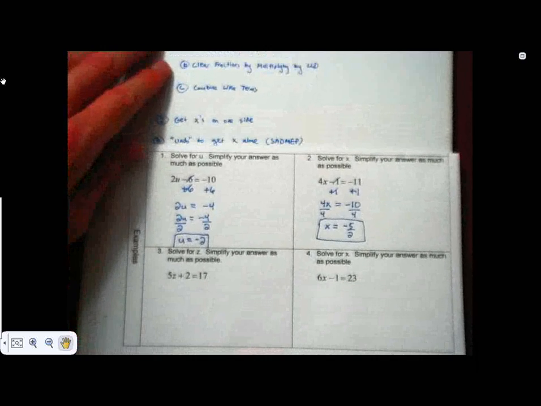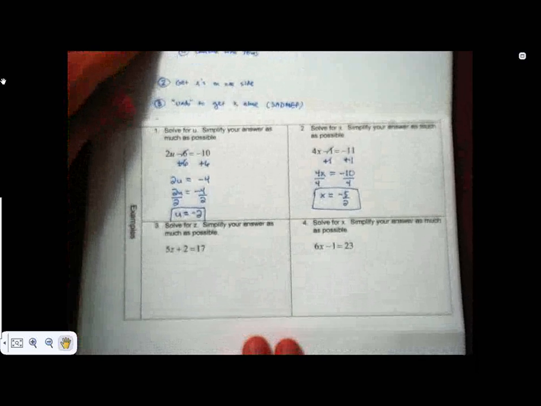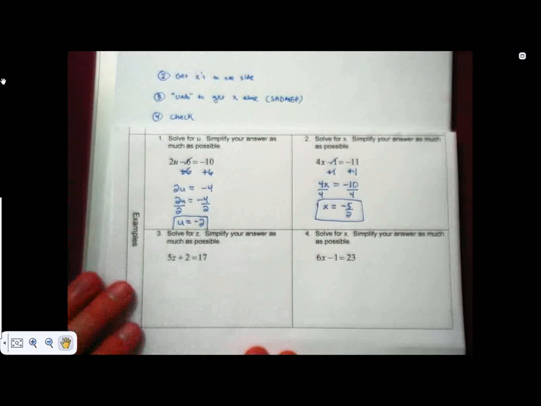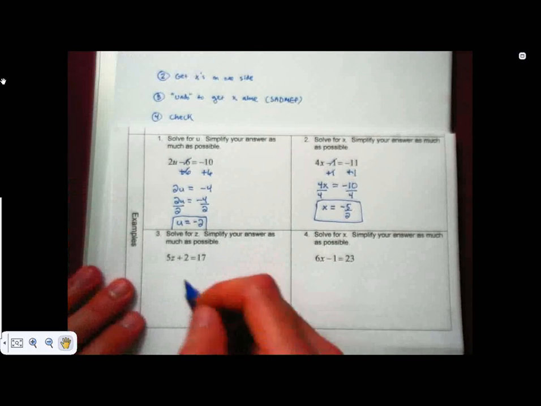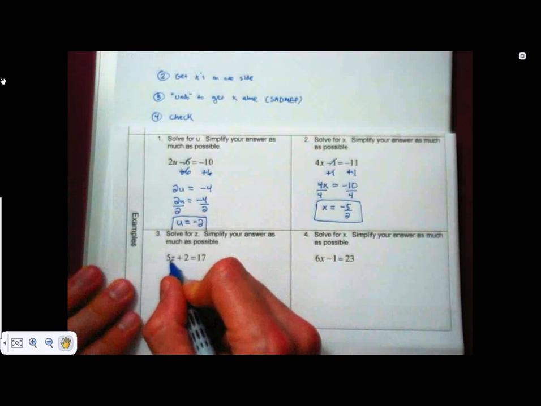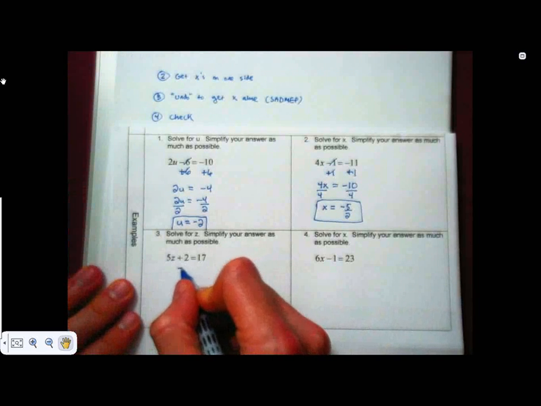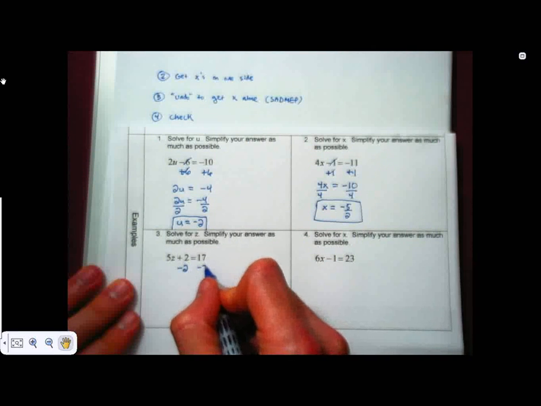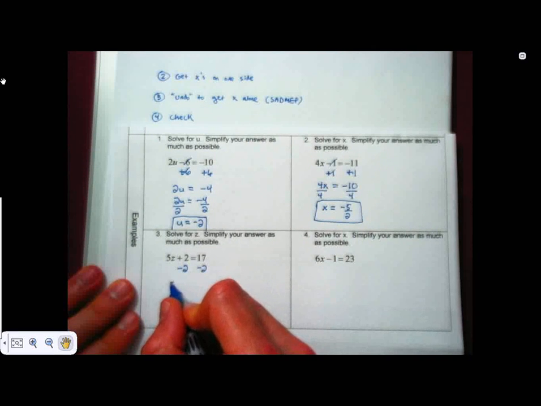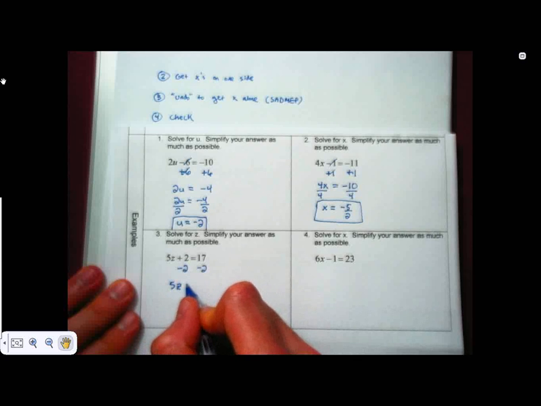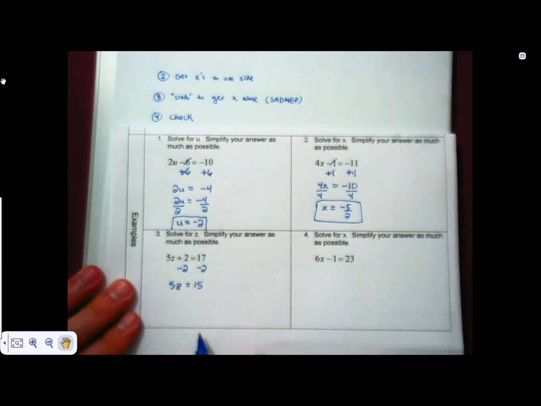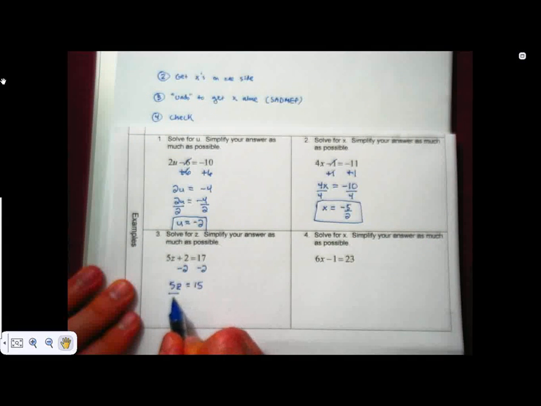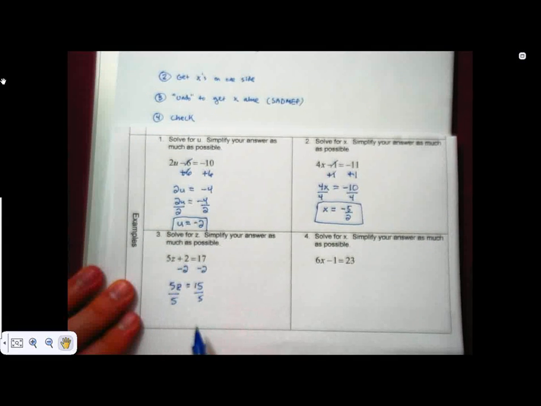Okay, I want you to try numbers 3 and 4. Pause the video and then restart when you've had an opportunity to try them. So for number 3, again, we need to undo the times 5 and the plus 2. To undo the plus 2, we're going to subtract 2 from both sides. That leaves 5z equals 15. And then to undo the times 5, we're going to use division. Again, we've got to do both sides. So our final answer is z equals 3.